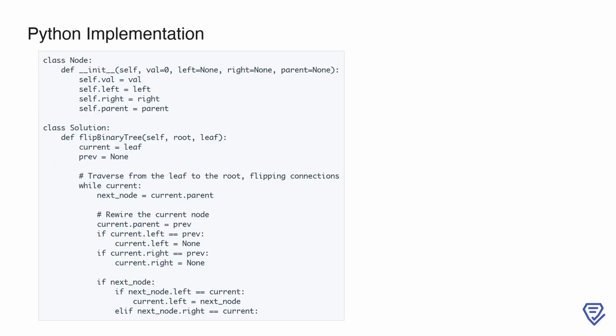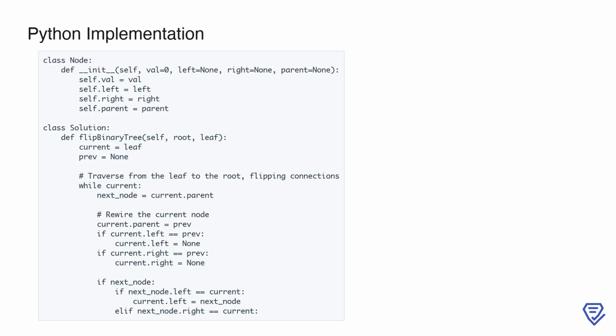Next, in the solution class, we define the flip binary tree method, which takes two arguments: the current root of the tree and the leaf node that we want to make the new root. Inside this method, we initialize two variables: current, which starts at the given leaf node, and previous, which keeps track of the previously visited node during traversal and is initially set to none. The goal is to traverse from the given leaf node up to the original root, flipping the parent-child relationships along the way.